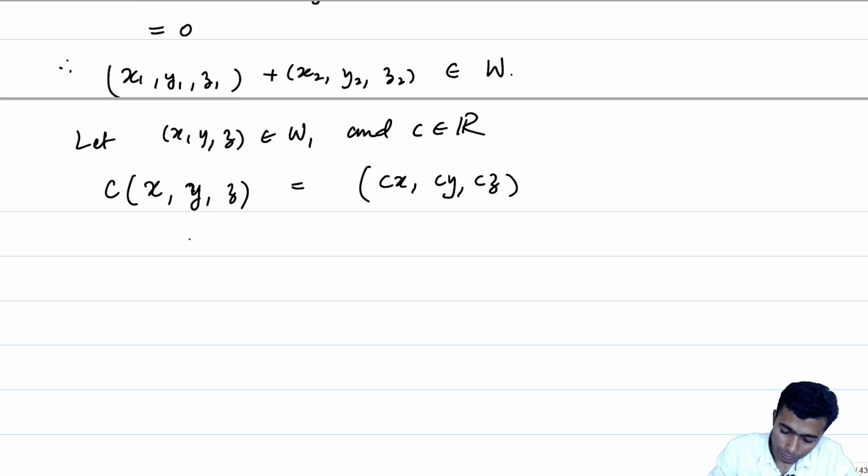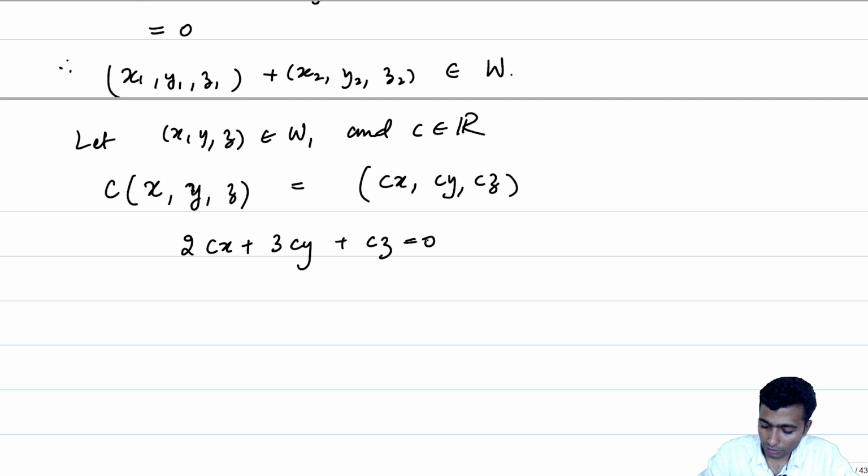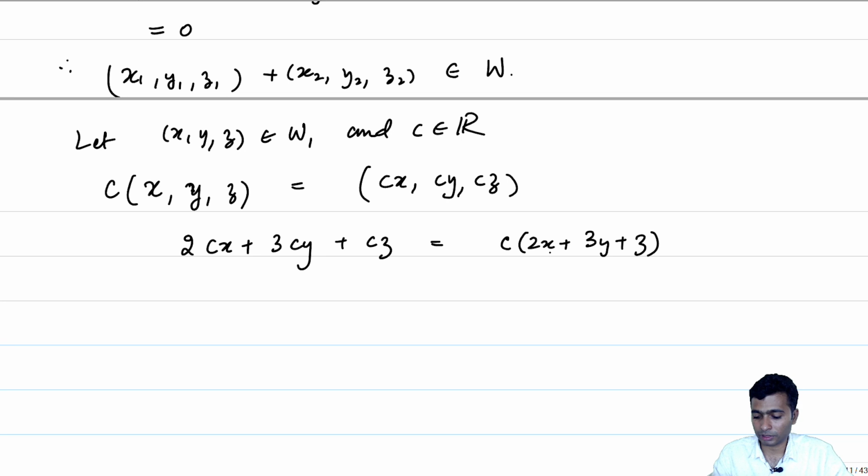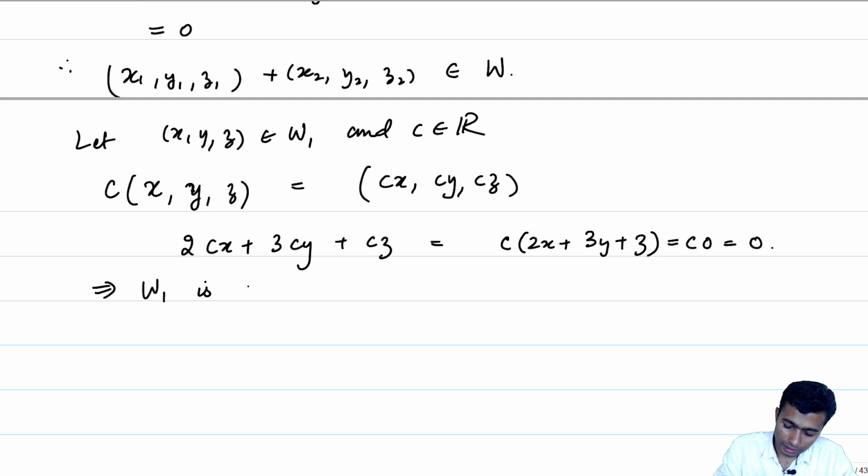So, we need to check whether 2 times cx plus 3 times cy plus cz is equal to 0. That is the question. I will just write it as c times (2x plus 3y plus z), but we know that 2x plus 3y plus z is 0 because x, y, z belongs to W1, and this is equal to c times 0, which is equal to 0. So, yes, this implies W1 is a subspace.